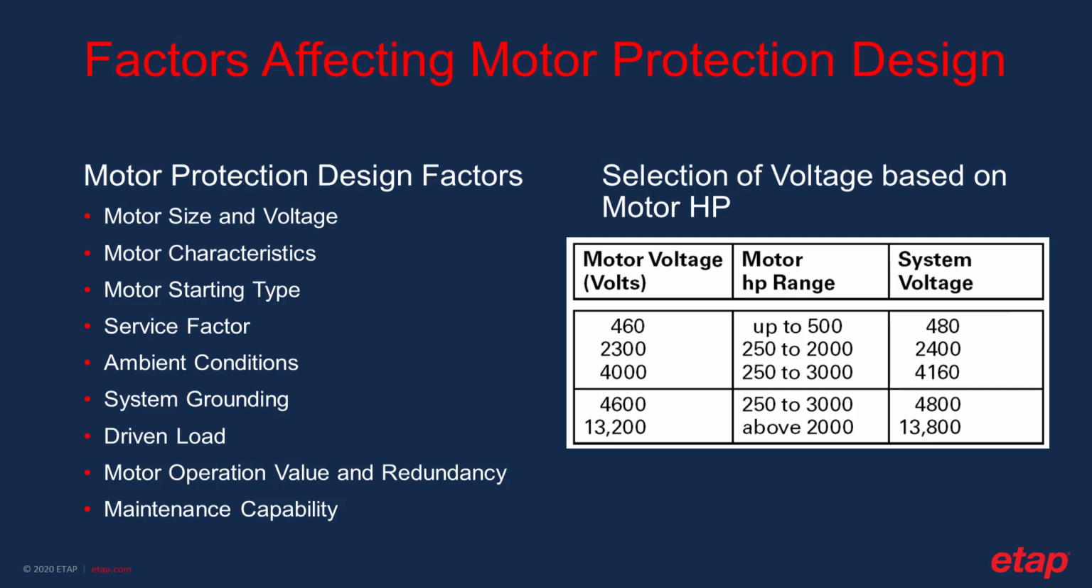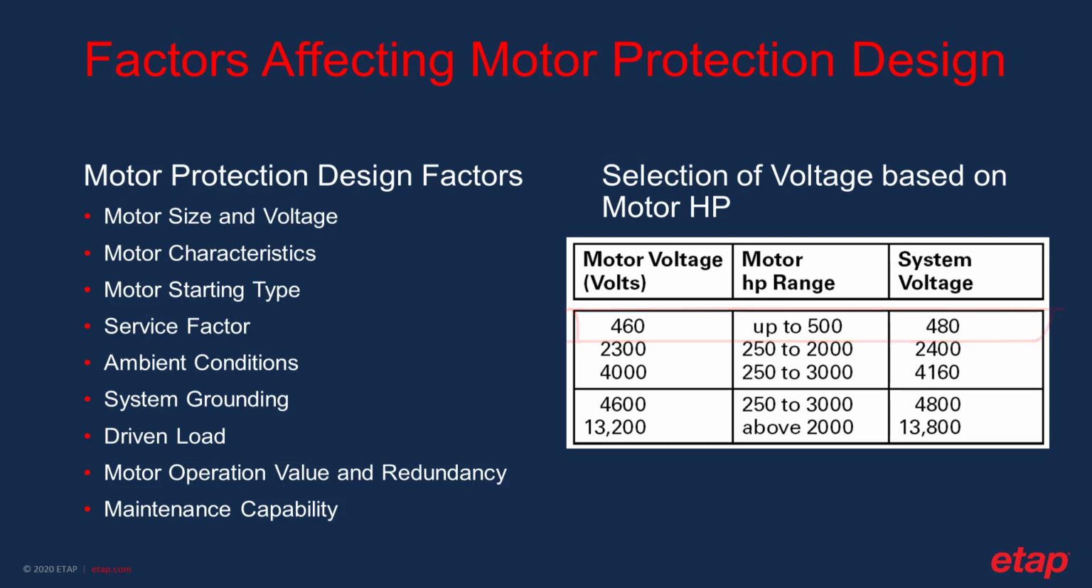This is a sample table to tell you what would be the typical size of the motor based on the voltage. As you can see, for 460 volt, which is in US or North America, up to 500 horsepower motors can be installed on 480 volt, which is the nominal voltage. This is the motor nominal voltage, and this is the system nominal voltage.